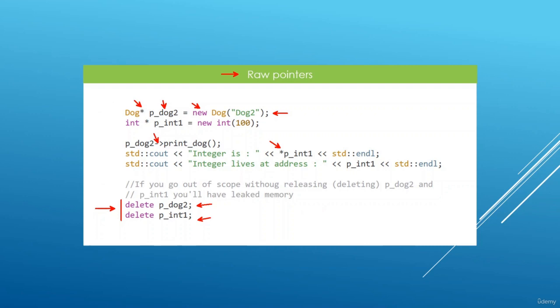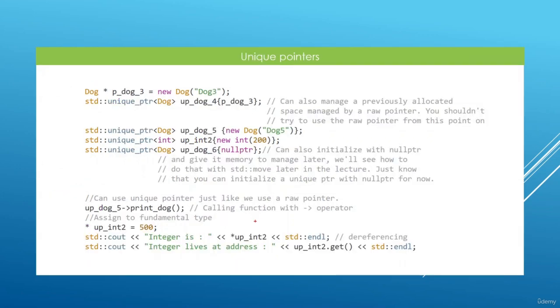With smart pointers, you don't have to explicitly call the delete operator. The memory is going to be released automatically when the smart pointer goes out of scope. So let's see how this works with unique pointers. Okay, so here we have a few examples of how we use unique pointers. The first way we can use them is to manage previously allocated heap memory. For example, here we have a dog object. We have a pointer to that. It has been allocated on the heap. And we are setting up a unique pointer here.